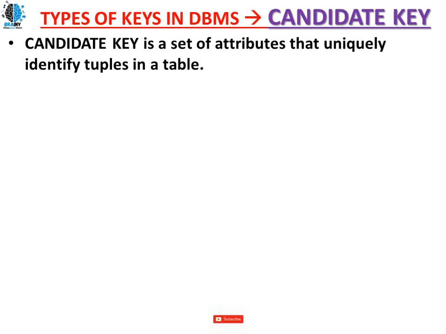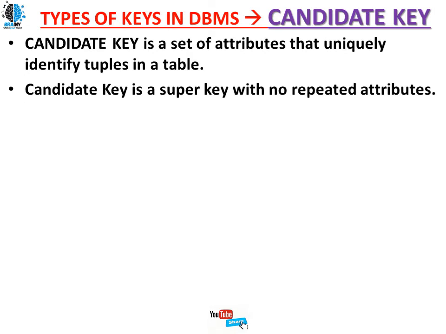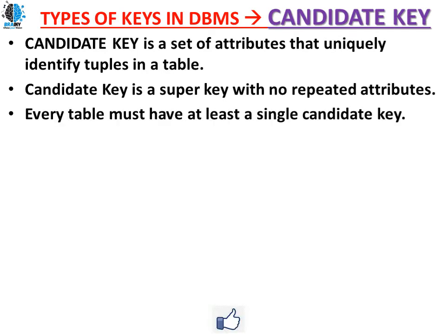A candidate key is a set of attributes that uniquely identifies tuples in a table. Tuples means rows or records in a table. It is also going to uniquely identify the data. So a primary key is a super key with no repeated attributes. This is very important. The primary key is also a super key, whereas a super key is going to have the primary key along with other attributes. In a candidate key, it is clearly mentioned you cannot have repeated attributes. In a super key, you can have repeated attributes.